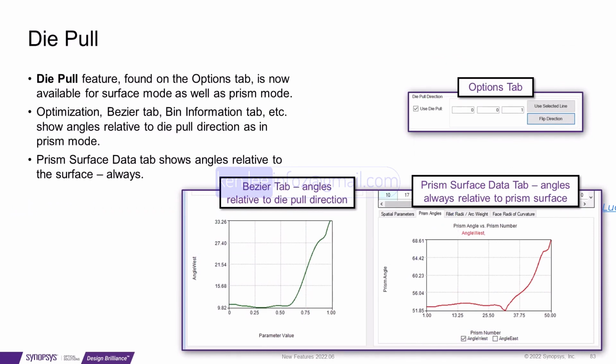The dipole feature found on the Options tab is now available for surface mode as well as prism mode. Optimization, Bezier tab, Bin Information tab, etc. show angles relative to the dipole direction as in prism mode. Prism Surface Data tab shows angles relative to the surface, always.